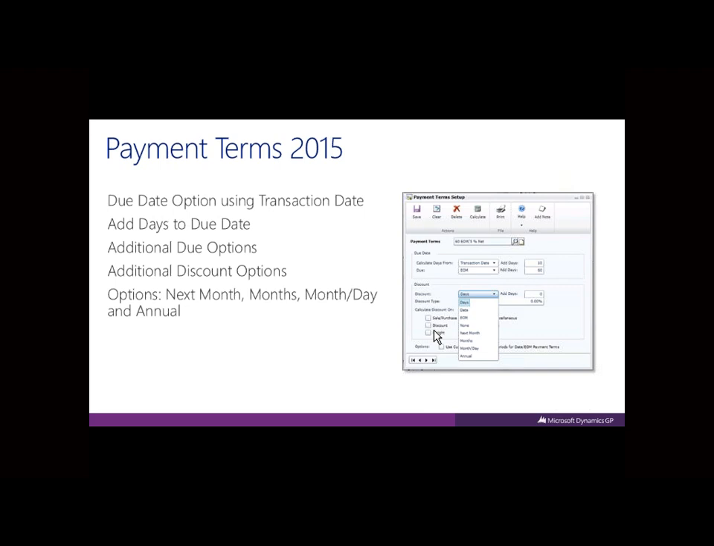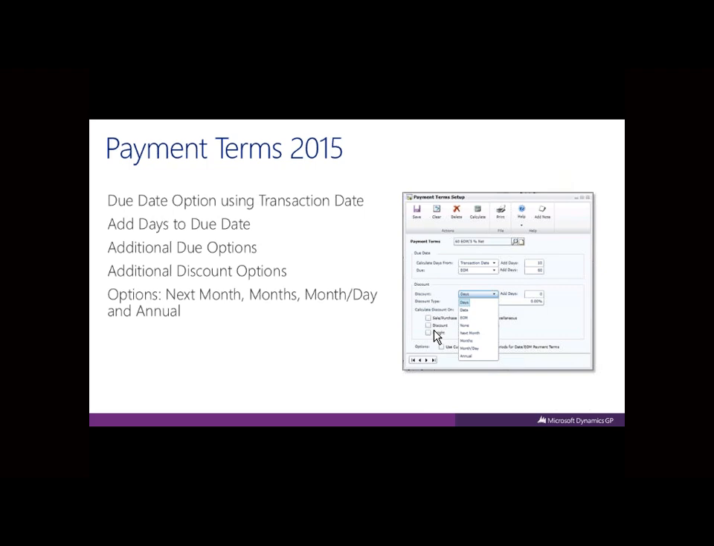So if you want to do something like it's due X number of days beyond, let me try to explain. So things like next month, or it's due in 3 months, or it's always due on the 10th of the month, or it's net 30 days plus 3.